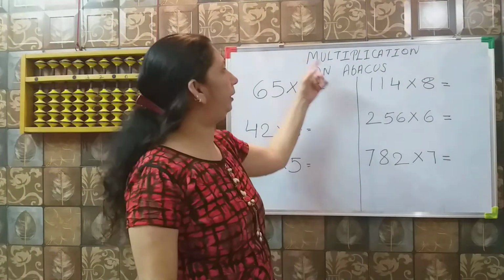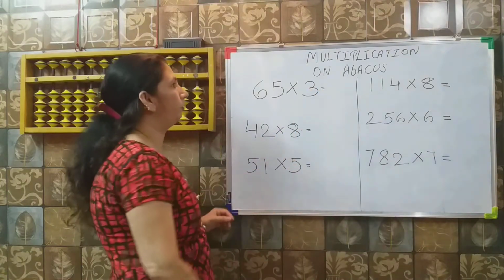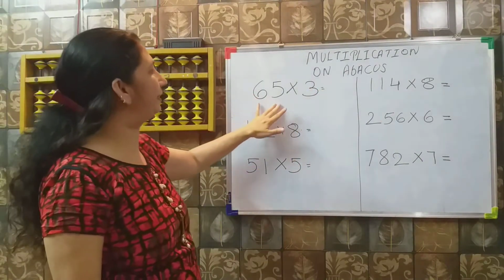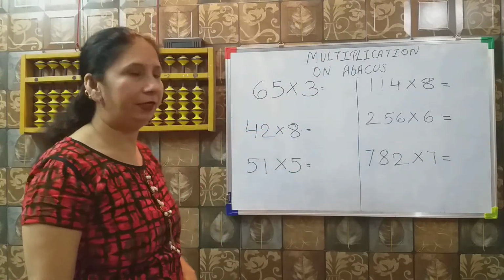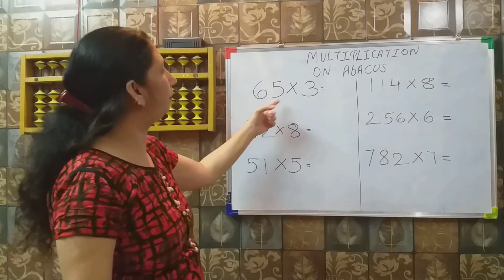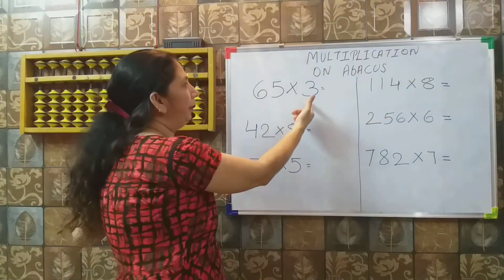Today we will do multiplication on abacus. Now I will show you how to multiply on abacus. Suppose we have the number 65 multiplied by 3. Here we will have a multiplicand and a multiplier.